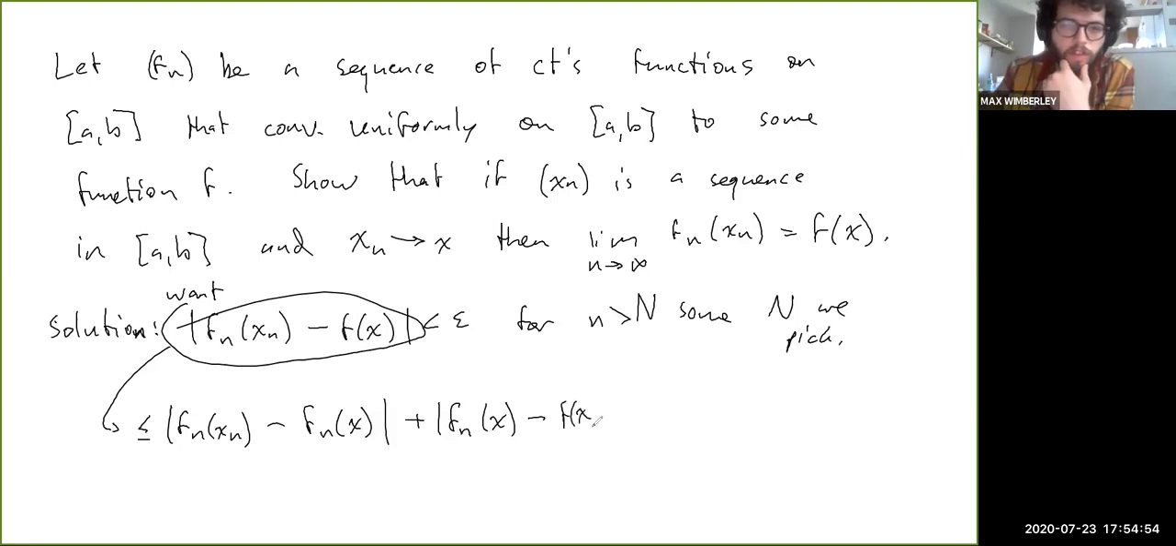Yeah, so this is what you were going for, actually. Right. Okay, so now we have to organize the order in which we pick these things, right? Because basically, for this one, we need to make sure that n is big enough that fn is close to f, right? So is this right? Is this going to work?